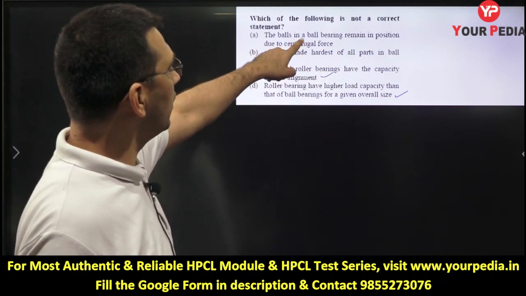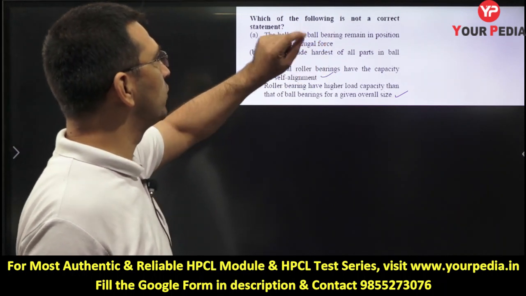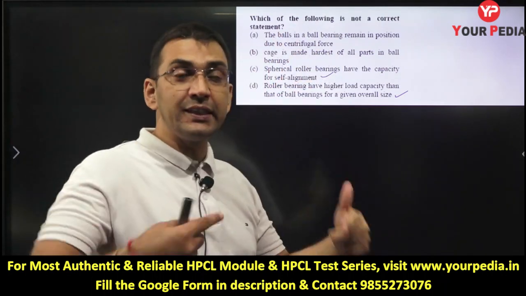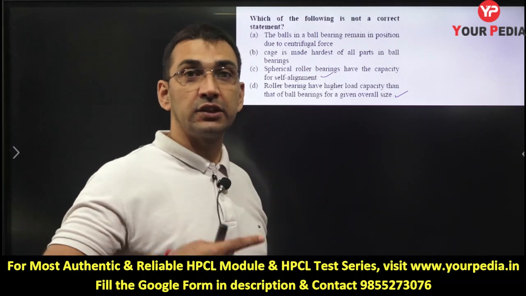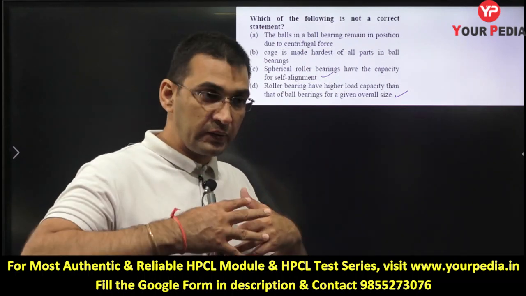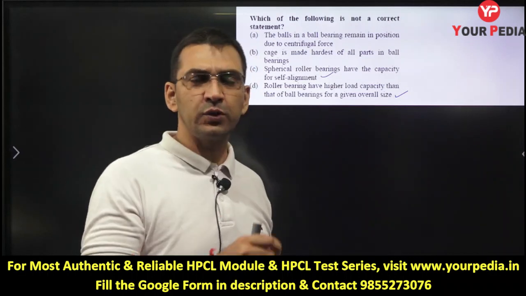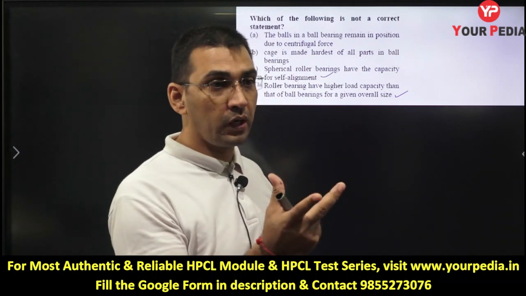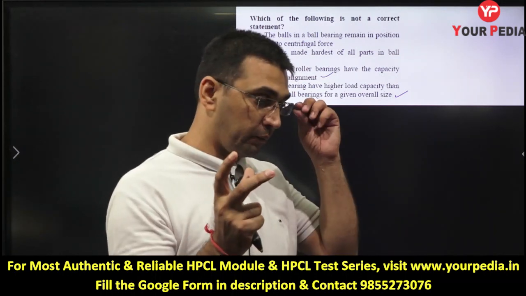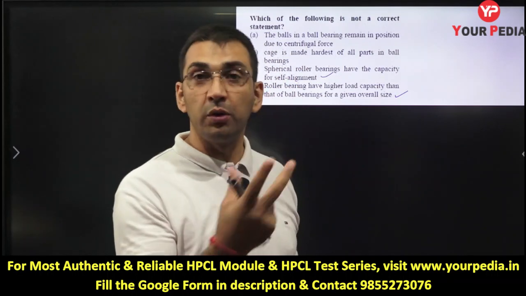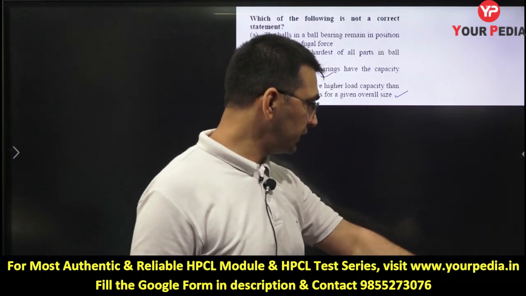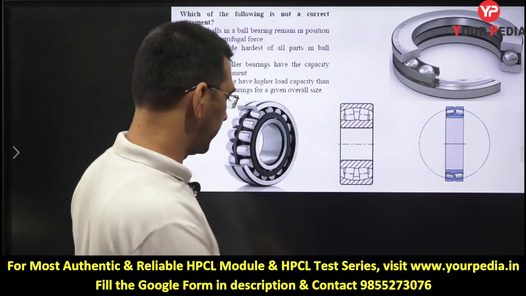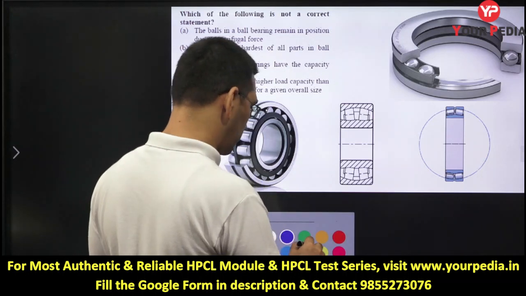Isme bhi agar aap dekhoge, the balls in the ball bearing remain in position due to centrifugal force. Aisa ho hi nahi sakta. As you go on increasing the speed, centrifugal force will be acting on the balls, and therefore they will try to throw away. Now, if you want to see its effect, you can see it on thrust ball bearings. So just see the effect. Answer bhi aapko pata chal jayega, rather you must have got the answer. But just have a look over here.